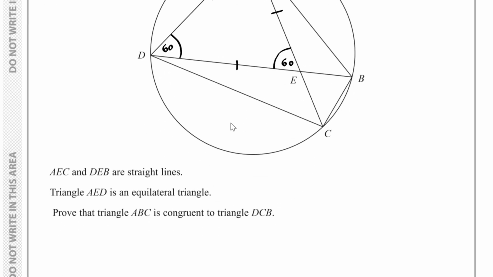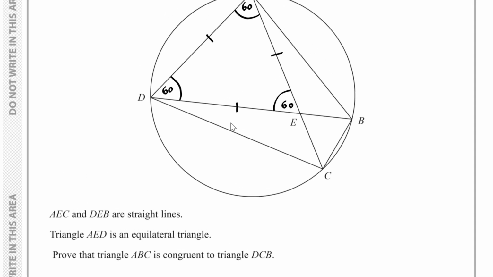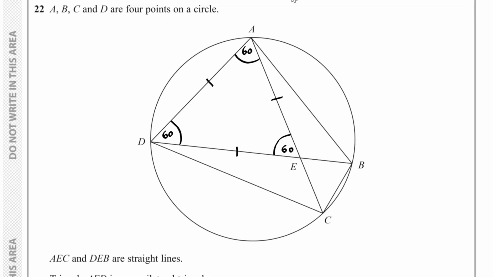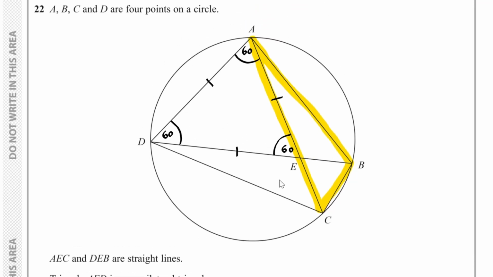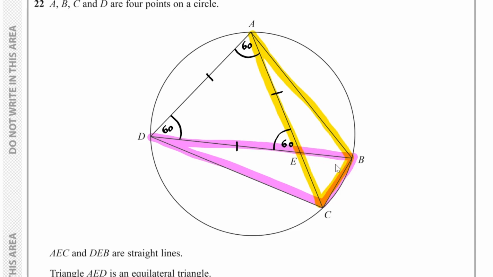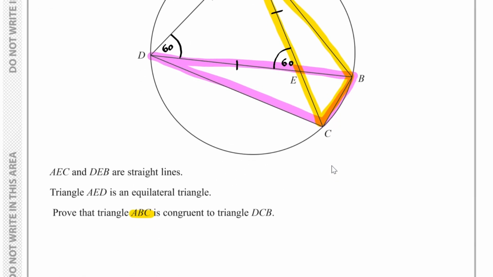And we have to prove that the triangle ABC, that is this triangle here, is congruent to the triangle DCB. So DCB, that is this triangle over here. So when we talk about congruent triangles, we want to show that they're the same. Okay.